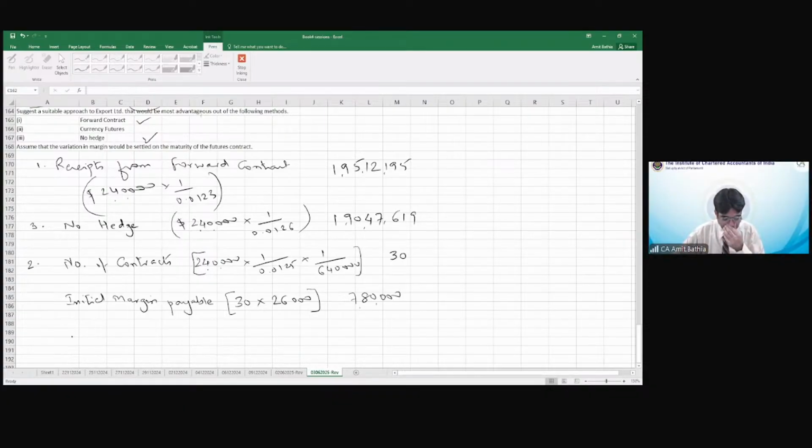Further, now I will hit receipts. How much am I going to receive on the due date? So receipts from what? Receipts from sale of proceeds, which is $240K. Okay, all right.